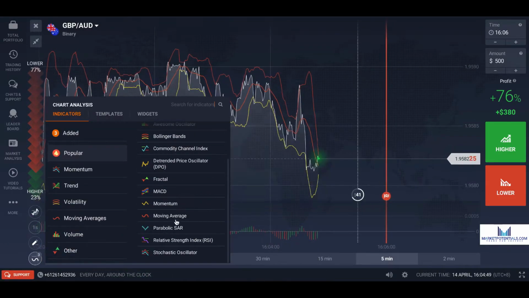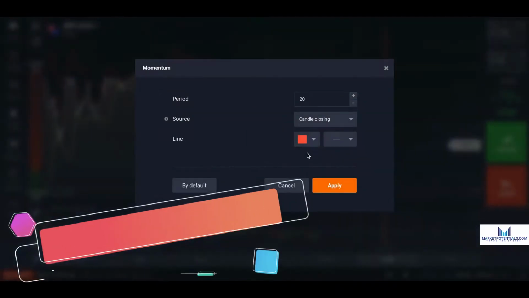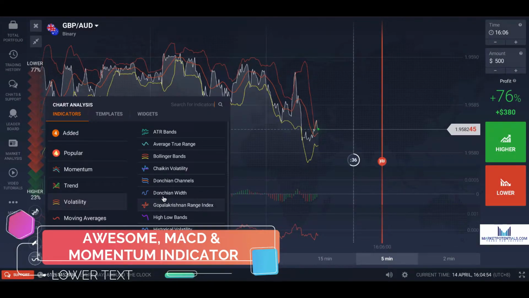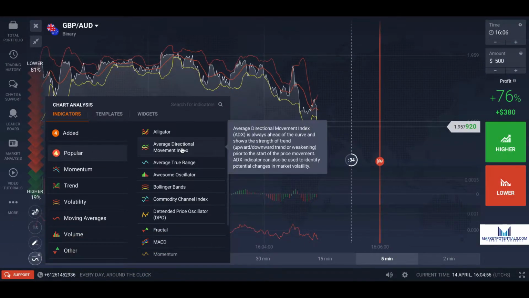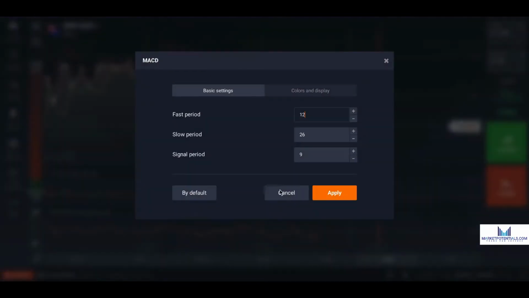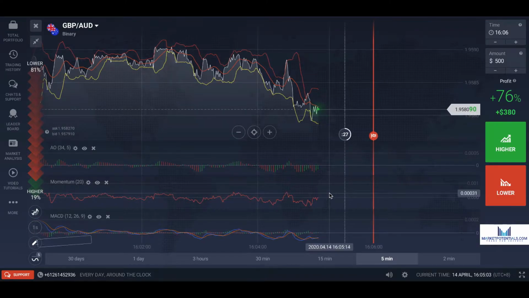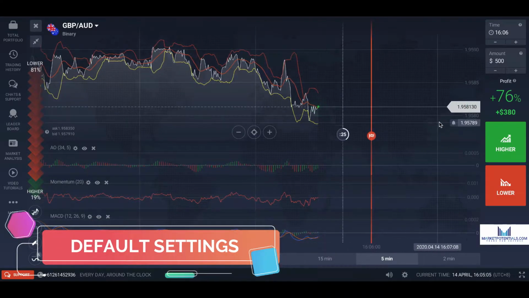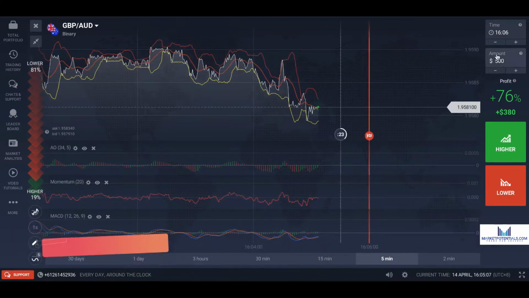I also stick on the momentum. I also stick on the MACD. Where is that guy? Here he is. Okay, so as you saw, I stick to the default settings. That works more than fine for me. Yeah, so that's how I set up for the trade, guys.